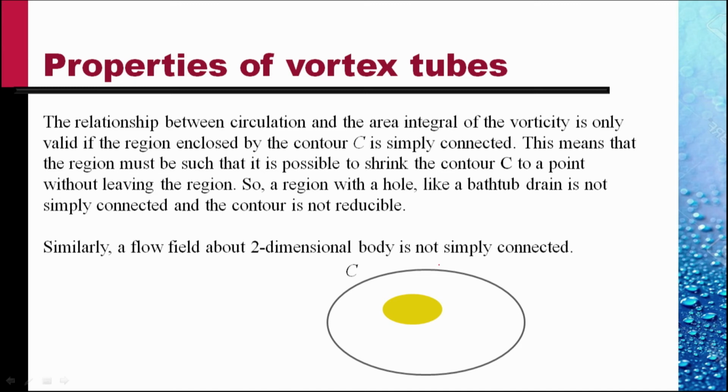Of course, this is possible only in two dimensions. In three dimensions, if the yellow body was a three-dimensional body, we could have a capping surface on C which avoids the solid body, and this contour could shrink along the capping surface.